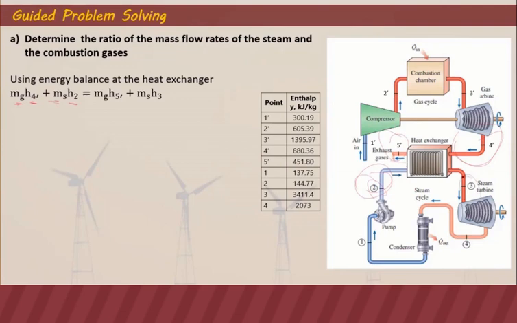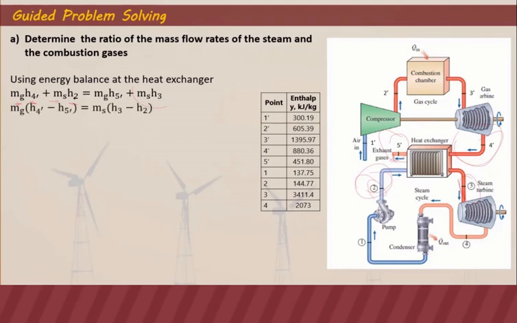The arrow here represents the flow leaving the heat exchanger. So we have mass of the gas times H5' plus mass of the steam at point 3 times the enthalpy at point 3. What happens in the heat exchanger is that the exhaust gases in the gas cycle boil the water to produce steam. That's why it's called a heat exchanger, because there's a heat exchange between the gas and the steam.